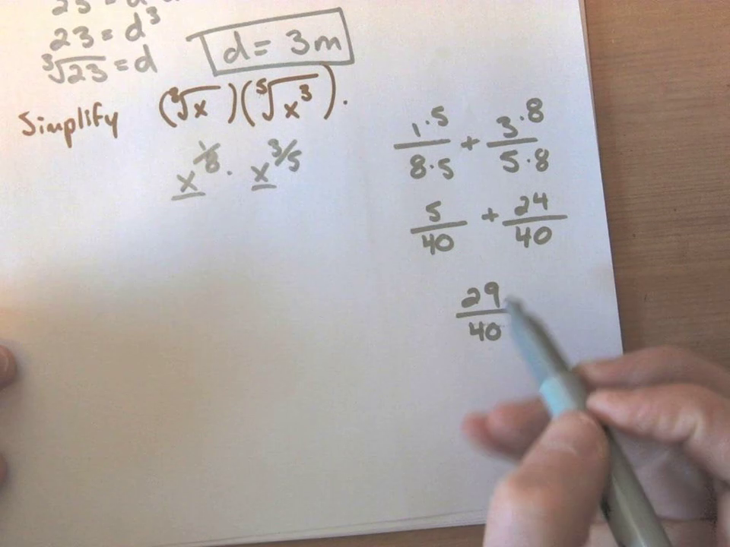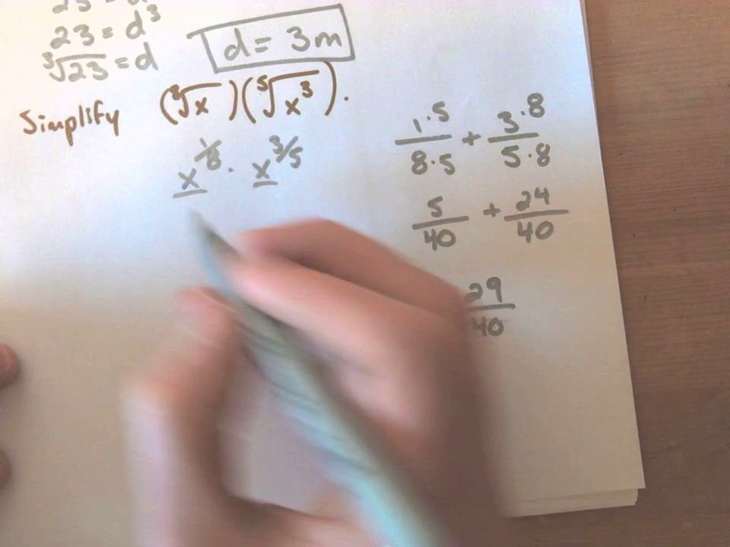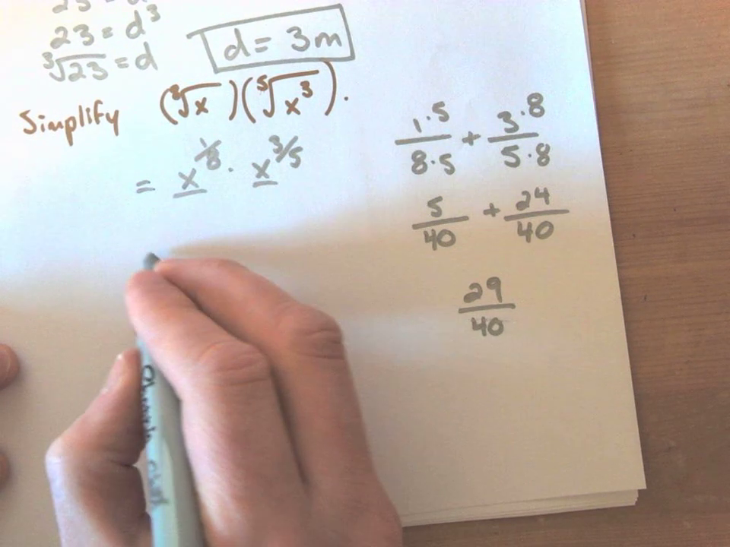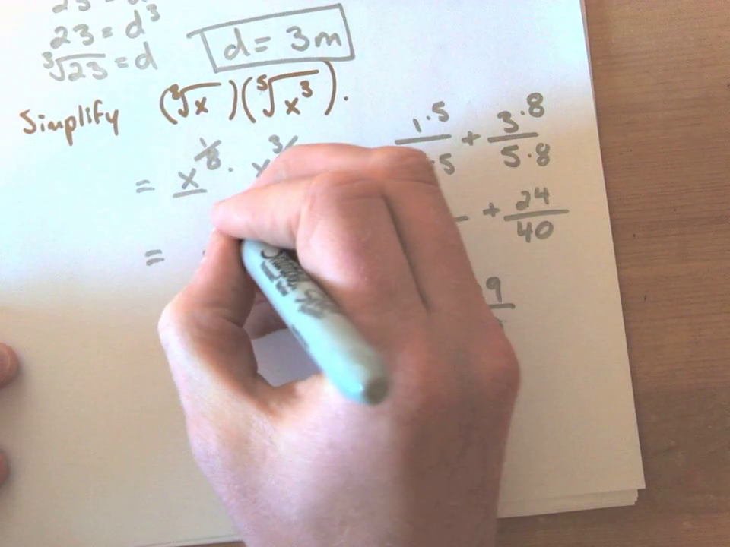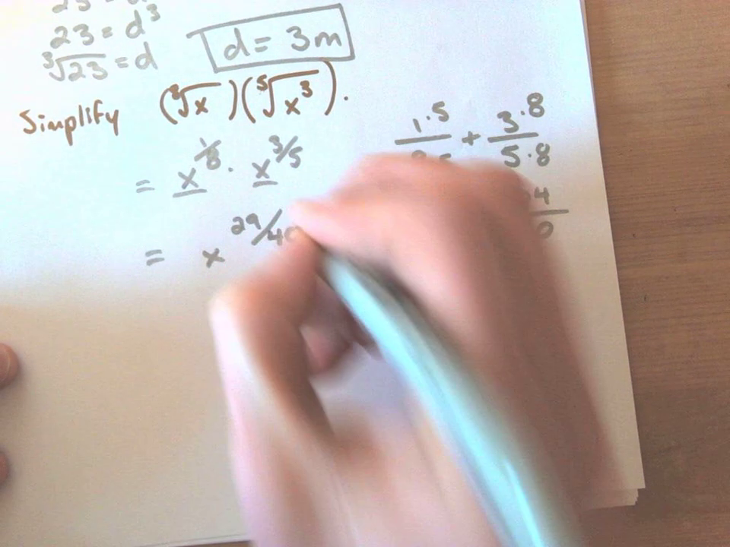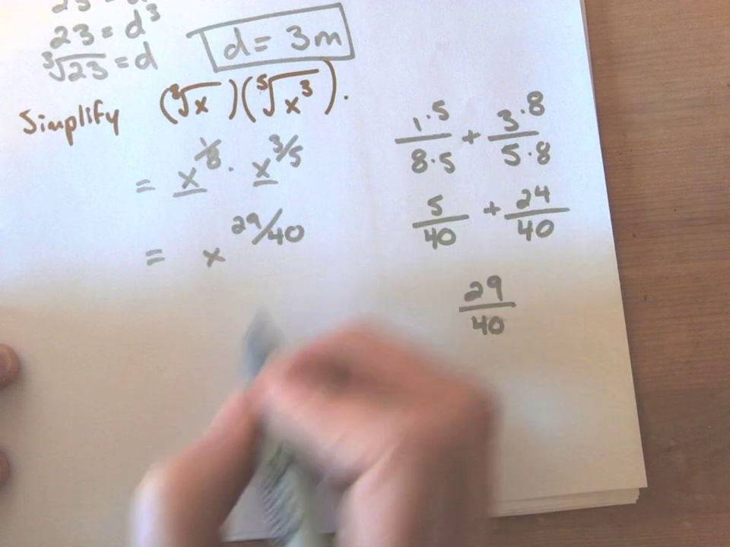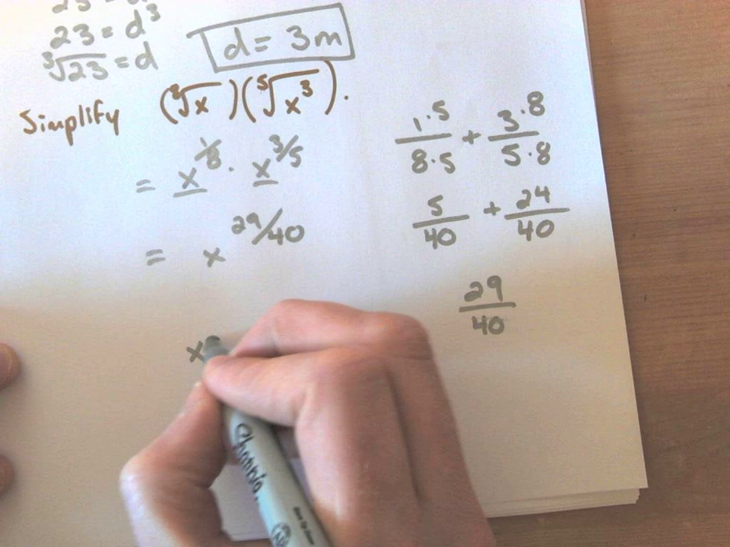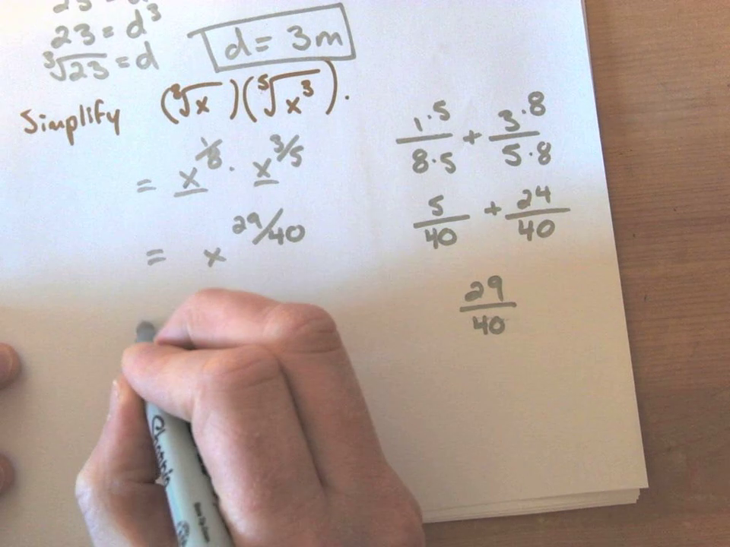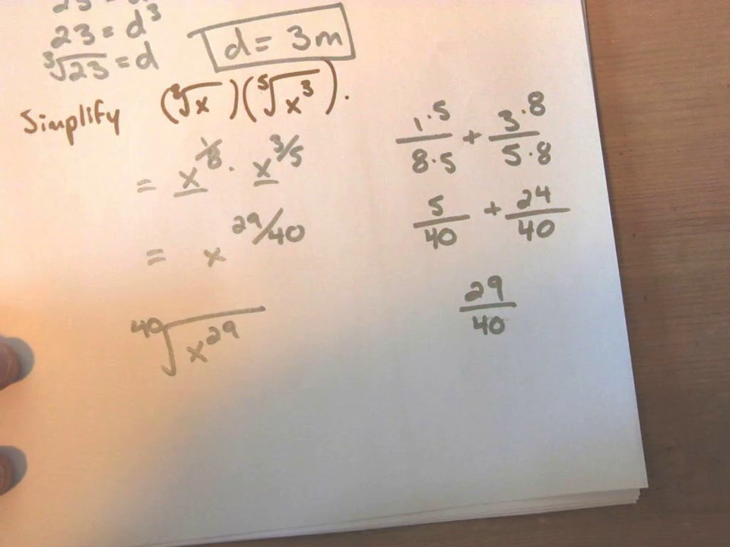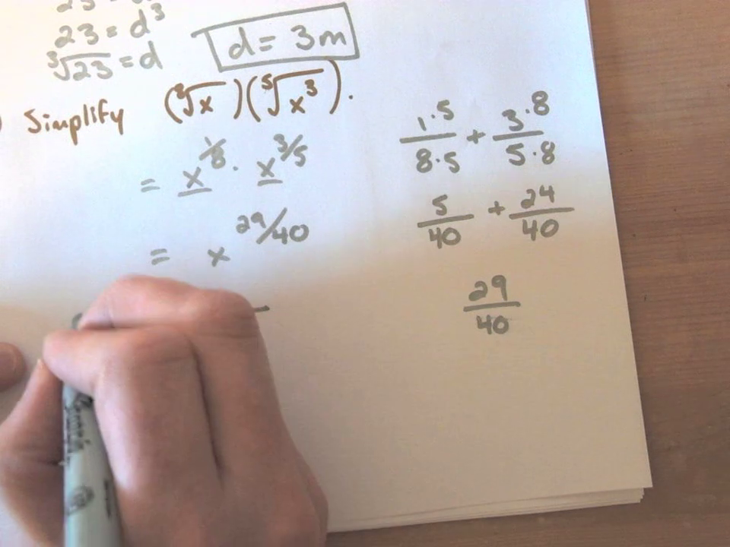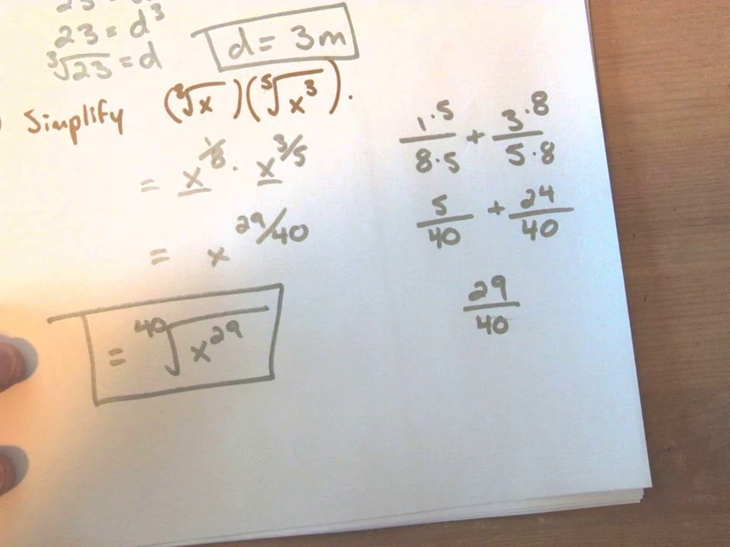There you go. So overall, if we add them, we get to this. So now I can write from this step x to the 29 over 40. Okay? Perfect. It wants it as a radical, so let's change that back. X to the 29 and the 40th root is our simplest form. All right, perfect.